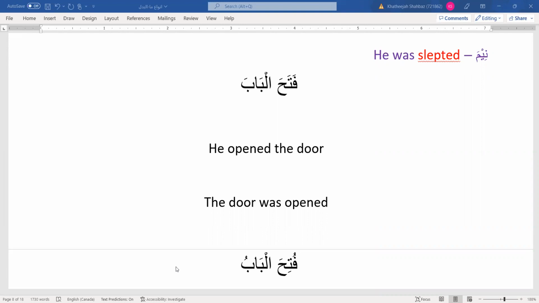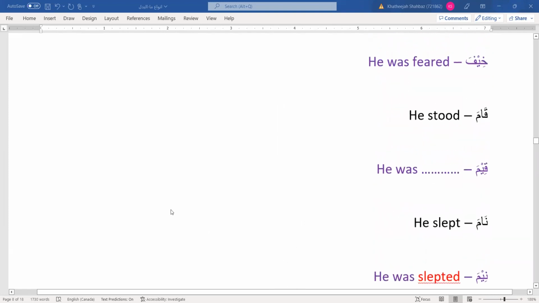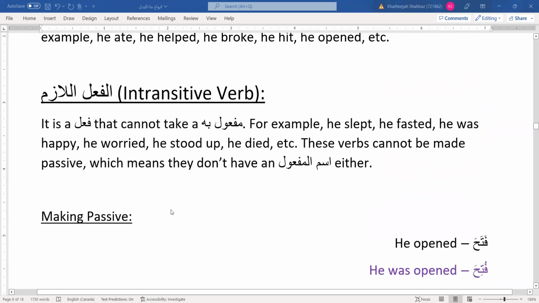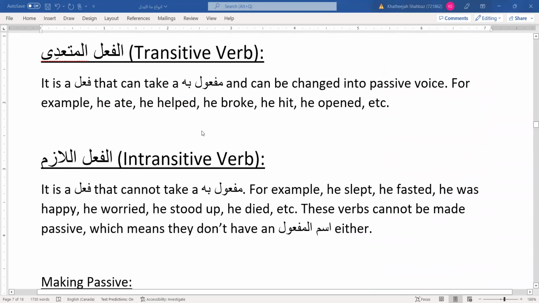I came a bit late, but what is maf'ul bihi? Yeah, it has been taught before under mafa'id. This is one of the basic concepts that has been taught before. For example, I say he ate ice cream. Ice cream is maf'ul bihi. Or for example, I say he helped his neighbor. His neighbor is what? Maf'ul bihi. It answers the question who or what.